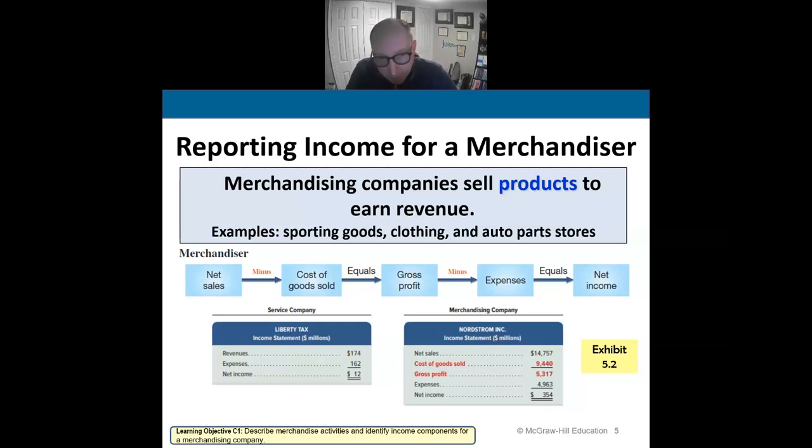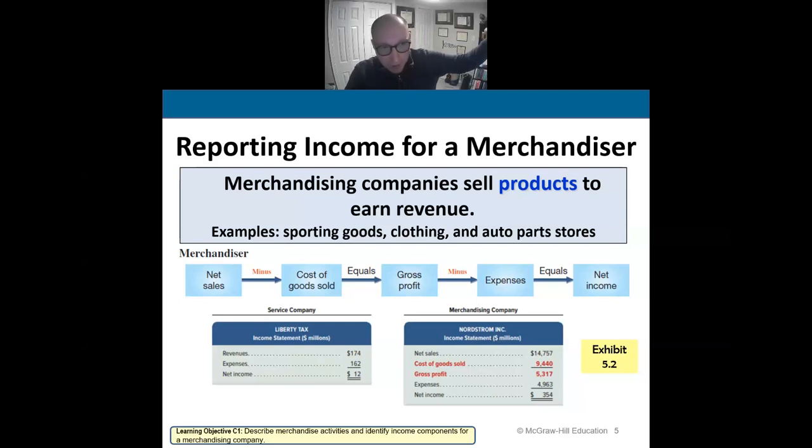Their income statement looks a little different than a service one does. A service company, as I had said earlier, has revenue minus their expenses equals net income. Very simple, very short, easy. A retailer has a few additional line items on their income statement. That follows the same process.